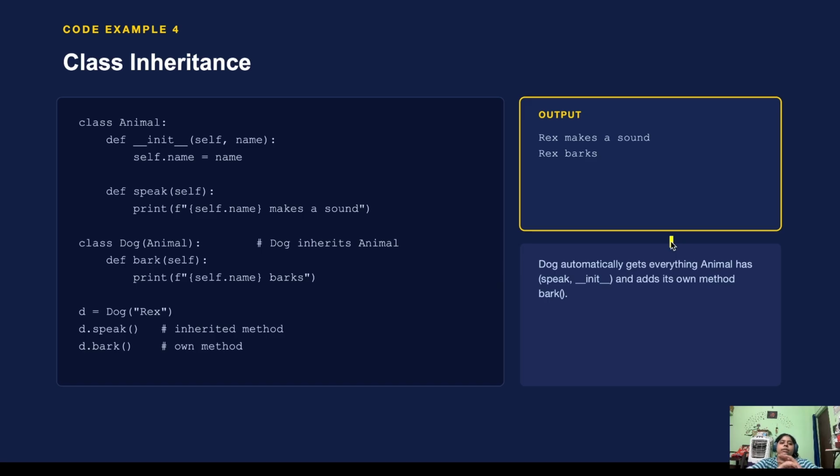If we talk about class inheritance, it's very easy to understand. Like here, Animal is the first class and you have initialized it, and under that you are defining a function. After that you have a class Dog, so it will definitely inherit the methods and attributes from the parent class, which is Animal. So this is how it works. See, Dog automatically gets everything Animal has and adds its own method, but it can naturally get things from the main class and it can add on its own as well.